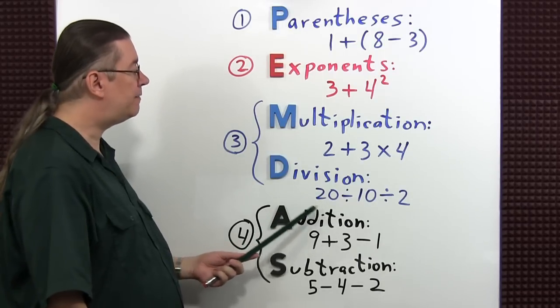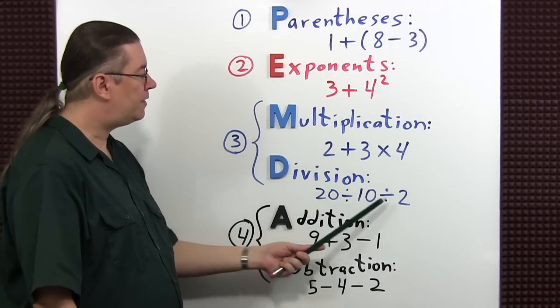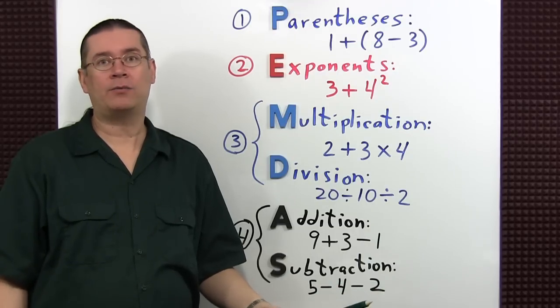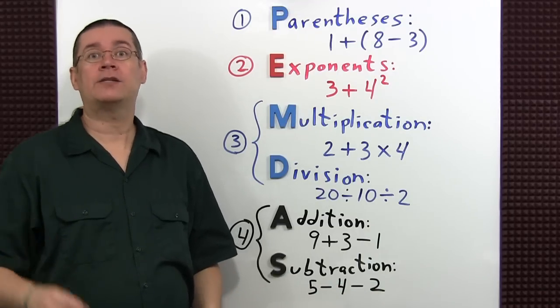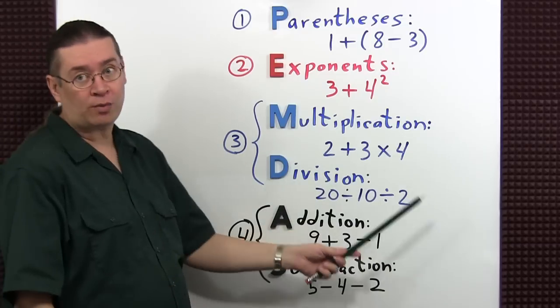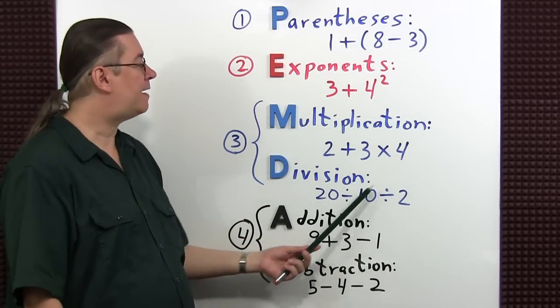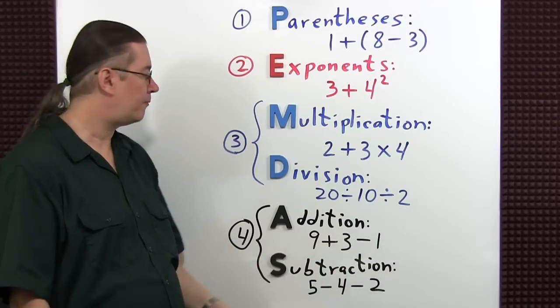Here's an example using division. And notice I have two divisions within the problem. It's a tie. What do we do first? Well, in this case, you go from left to right. So go 20 divided by 10 first, and then divide that by 2.